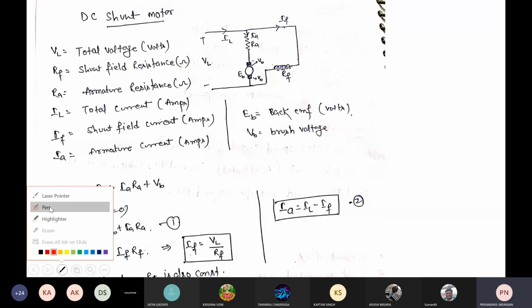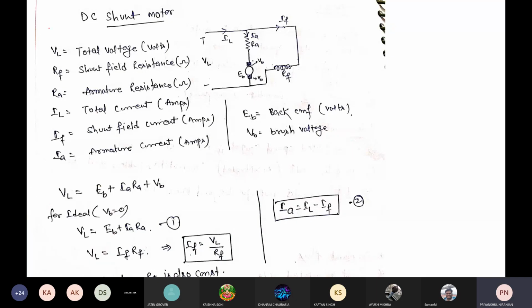So my first question, what I want to know about the DC machine. Anyone, tell me what about DC machine, just simple way. Before we discuss about the DC shunt motor, I just want to know about the DC machine. Anyone?